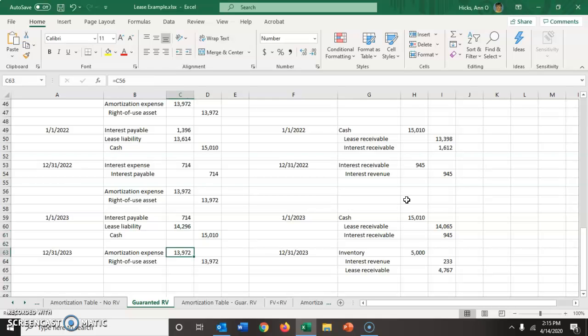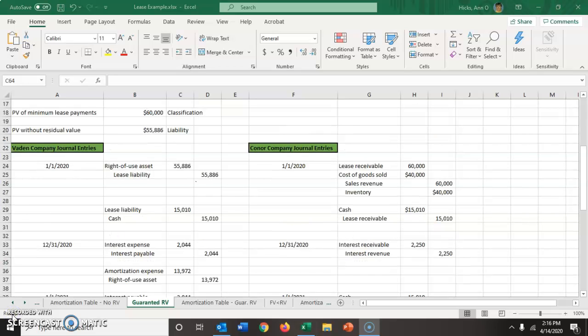And then lastly, 12/31/2023, we will debit the amortization expense for the last year's worth of amortization. By now, the right of use asset is off the books. The lease liability is off the books. We will physically return the piece of equipment to Connor, and we're through.